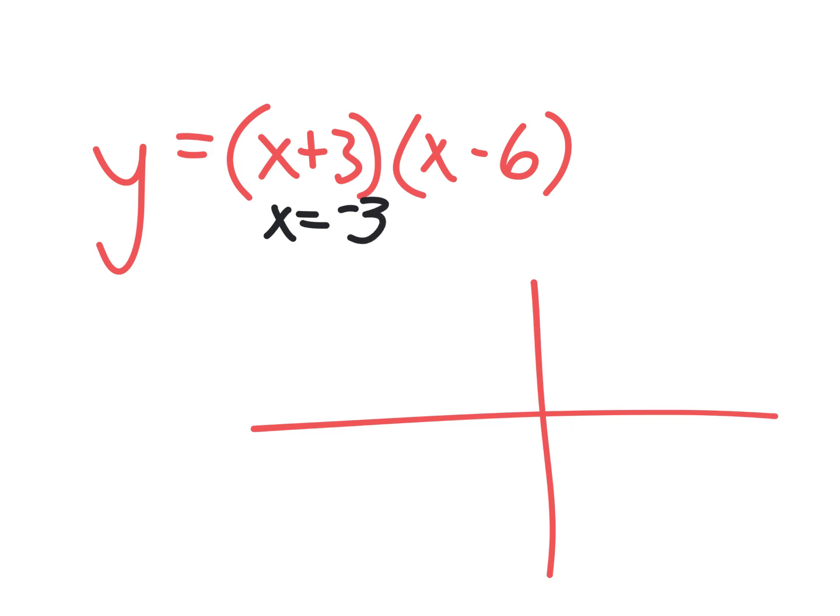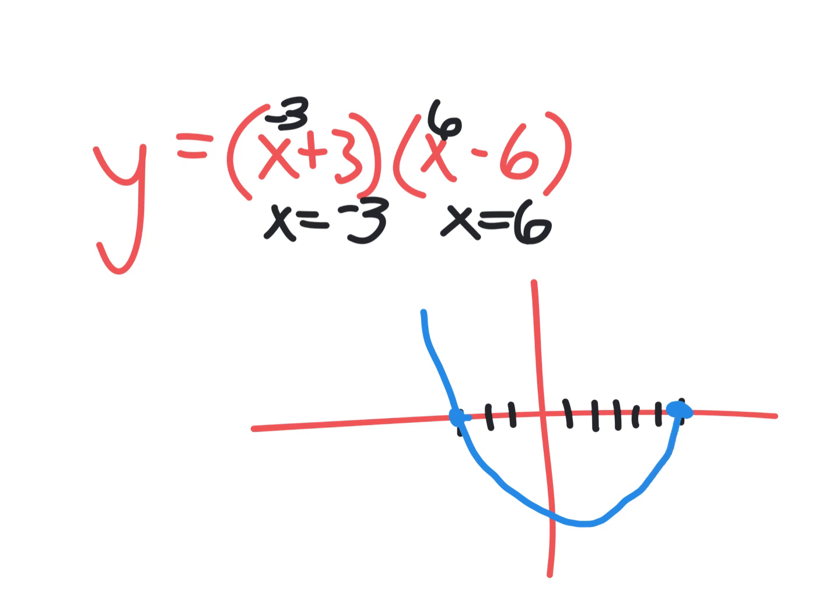I hope by now you know this is x equals negative 3 and x equals positive 6, because that's what makes it equal 0. They're also known as the zeros. So negative 3 would be here, and 6 would be there. I'm going to put a dot at both of those. And now the parabola looks like that.